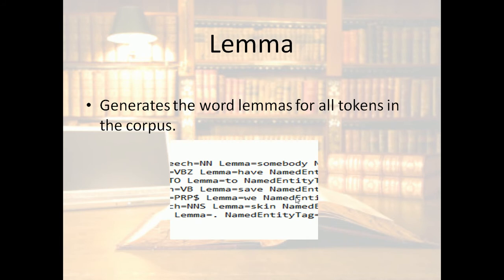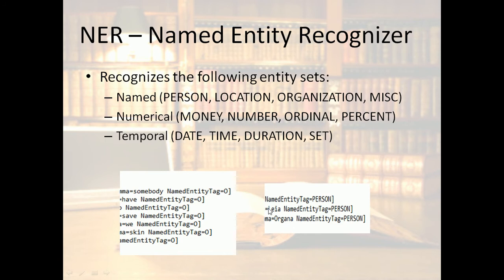The lemma generates the word lemmas for all tokens in the corpus, as you can see here. The named entity recognizer recognizes the following entity sets. Name set, which is person, location, organization, and other miscellaneous. Numerical entity, money, number, ordinal, percent. Temporal entity, which is date, time, duration, set. And here are examples that I pulled from my output that we will see later.